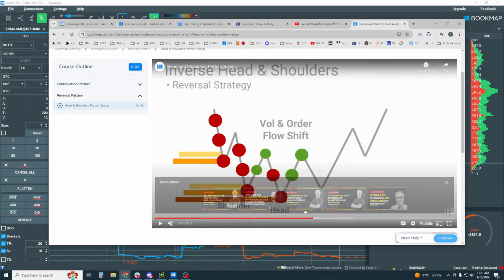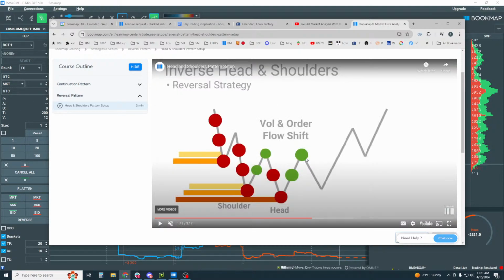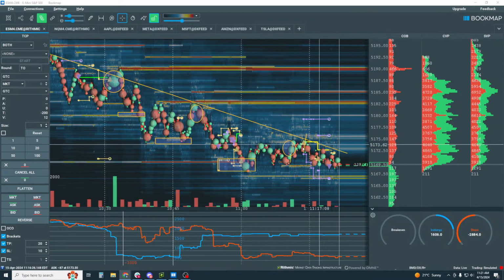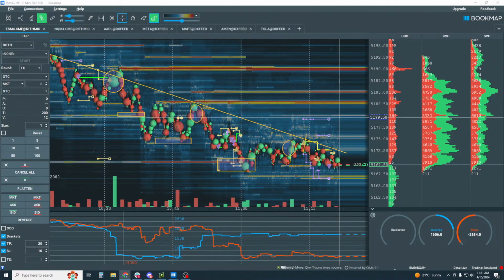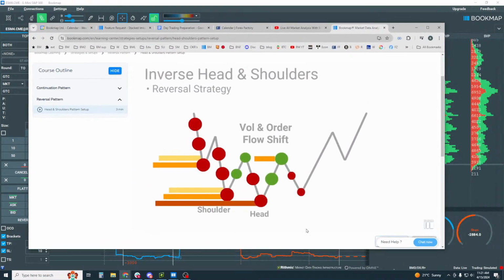Okay, in the inverse head and shoulders here, we were just at this level. We saw high liquidity on the bid getting filled in here. Now we want to look for this volume shift in order flow, which we have not seen yet. Then we're looking for our higher low, which we did note, but we want to see some of the structure up here kind of tested, and yeah, we did have that, so it's not the worst criteria.